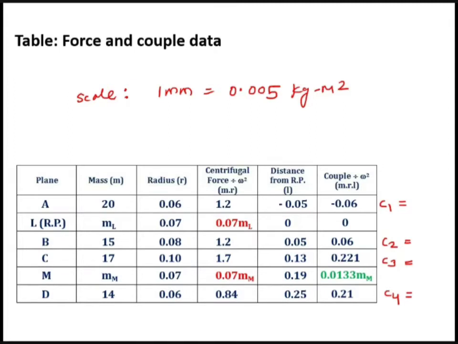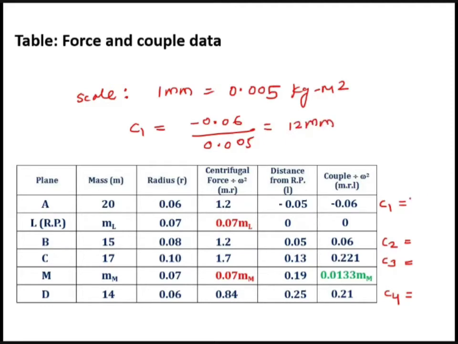So for that, what will you do now? What is the scale? Scale is 0.05 kg meter square, which is equal to 1 mm. And what is your couple? 0.06. So what you will do? Divide 0.06 by the scale, 0.005. Okay. So see what I am doing. I am getting C1 is equal to minus 0.06 divided by the scale, and I am getting 12 mm.